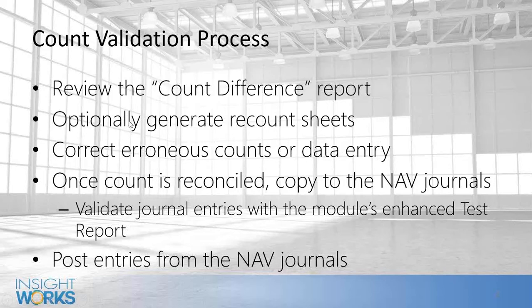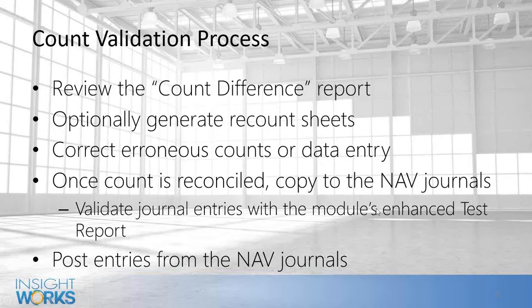We can do the recount sheets. If you've noticed that there's a lot of variances, a lot of discrepancies when you run that report, you can go in there and generate recount sheets to spit out another sheet of paper that has a subset of the items that you want people to go and double check.